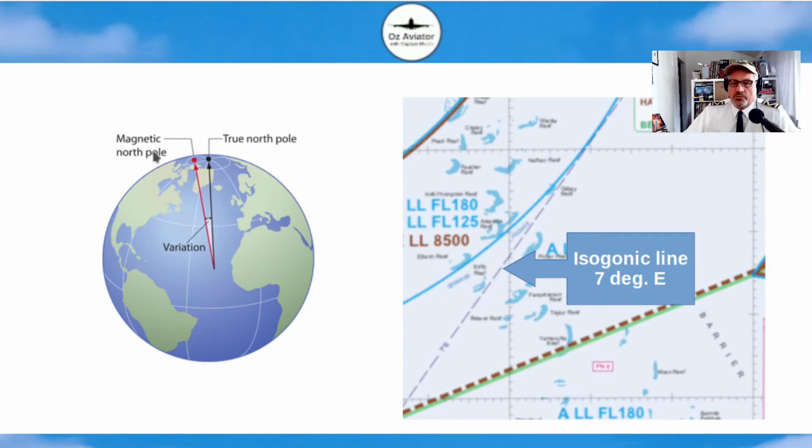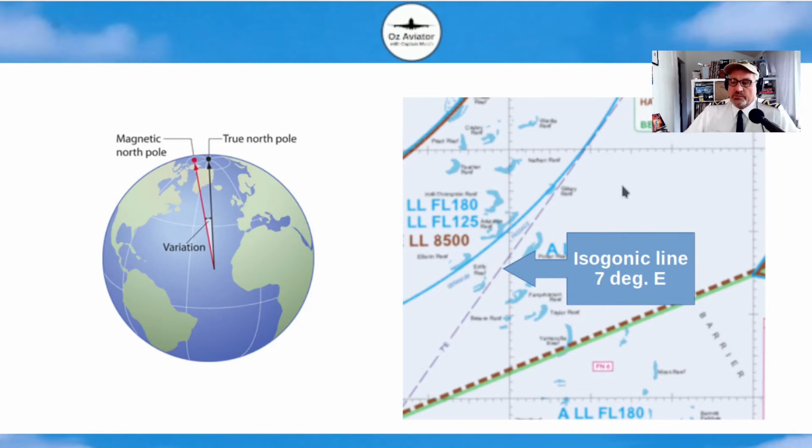The magnetic North Pole, which is what your compass points towards, the north point of your compass will point towards the magnetic North Pole. The magnetic North Pole varies over time. It doesn't change a lot. It doesn't change quickly over time, but it does change over time. So you may be heading towards the true North Pole, but your compass will be pointing towards the magnetic North Pole.